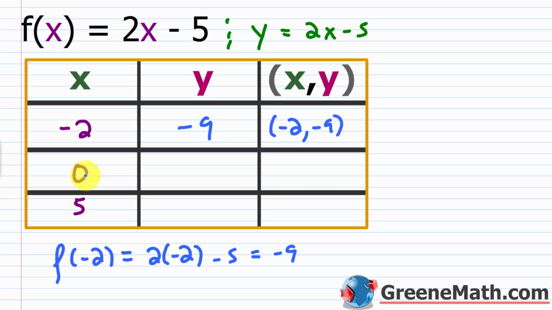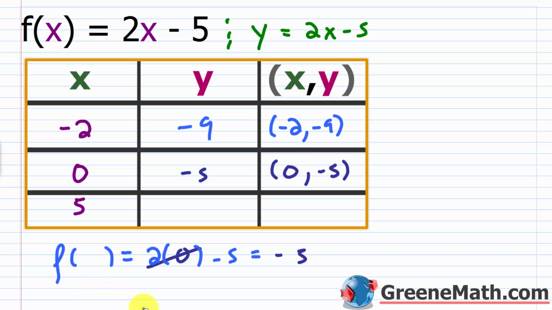Then we have an x value of 0. So I want f of 0. So what's that going to give me? So let's plug in a 0 here. And what are we going to get? Well, 2 times 0 is just 0. So I can just line that out and say, okay, we just have -5. So if x is 0, y is -5. So we can say 0 comma -5. That's my x comma y.